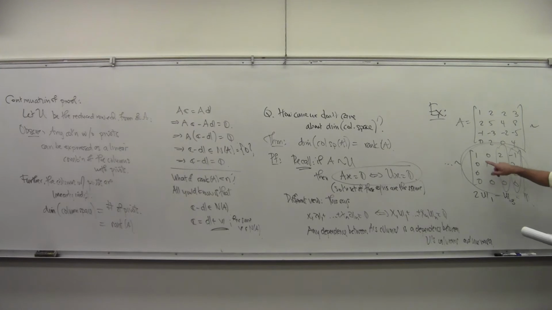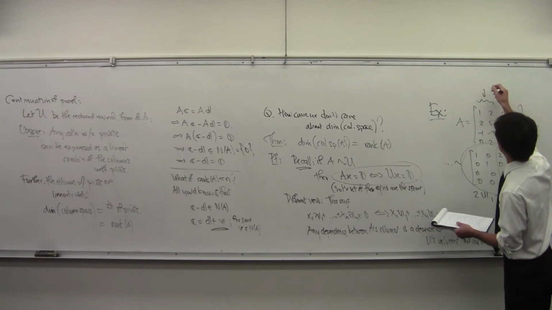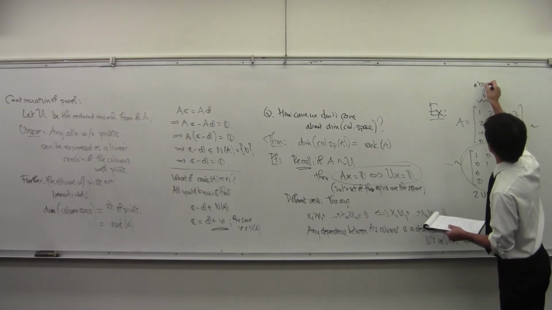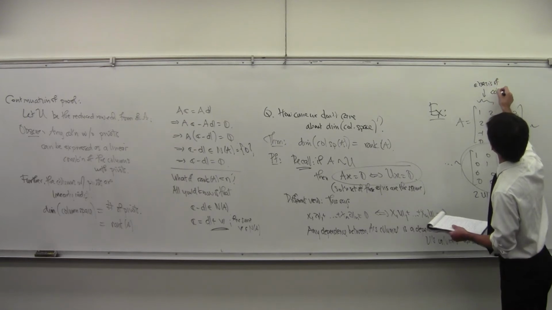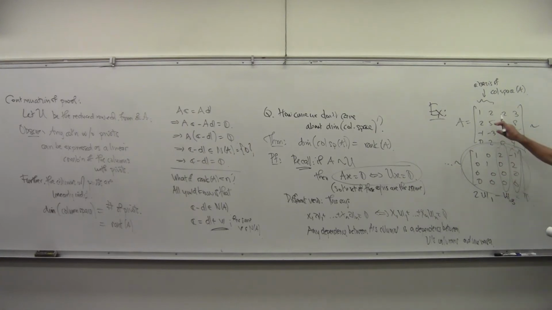Further, we see that these two columns are linearly independent. So in other words, the dimension of the column space is 2, because these two are linearly independent, and these guys are in the span of the others. So that gives you that these two guys are a basis of the column space of A.